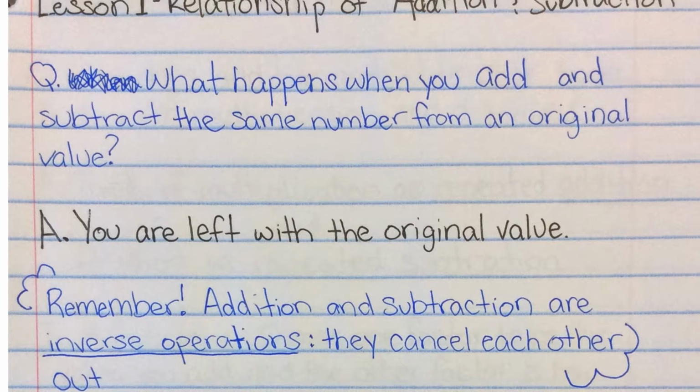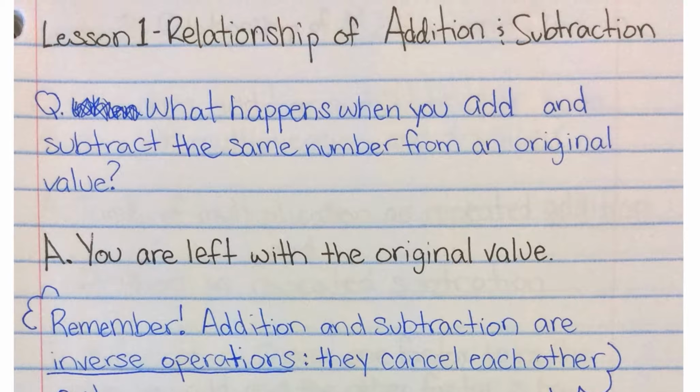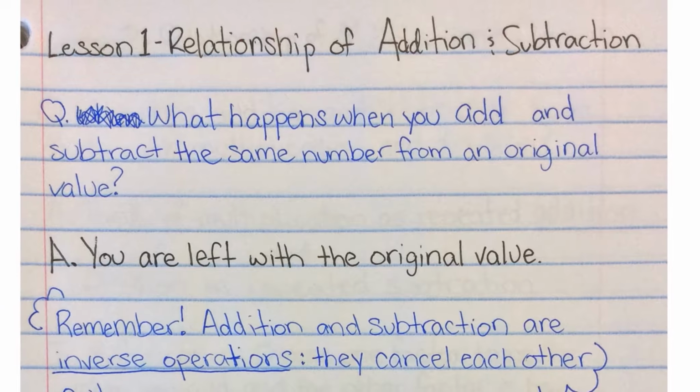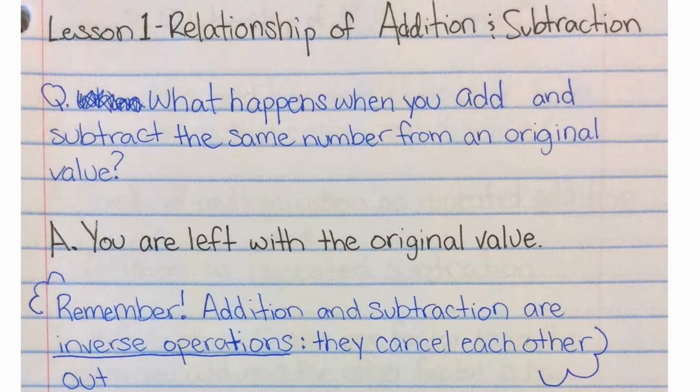Let's start at the top. So like I said, Lesson 1 is about the relationship between addition and subtraction. And I know that you've probably seen something similar to this a long time ago when you first learned that addition and subtraction are kind of like opposites. Addition you give, subtraction you take away. So let's take a look at our question today, and we'll see if we can answer it by the end. It says, what happens when you add and subtract the same number from an original value?